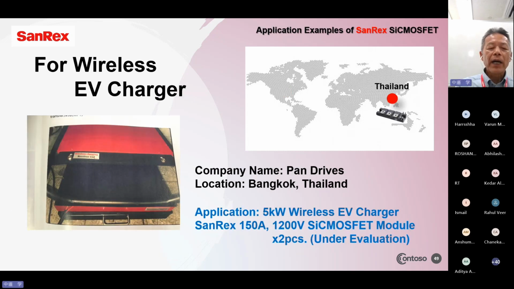The last one is a wireless EV charger. It's coming from Thailand. Our customer's name is PanDrive, located in Bangkok, Thailand. This is the picture of the wireless EV charger. The application is a 5 kilowatt wireless EV charger. They use our 150 amp 700 volt silicon carbide MOSFET, 2 pieces per unit. They are upgrading to a 7 kilowatt wireless EV charger now.